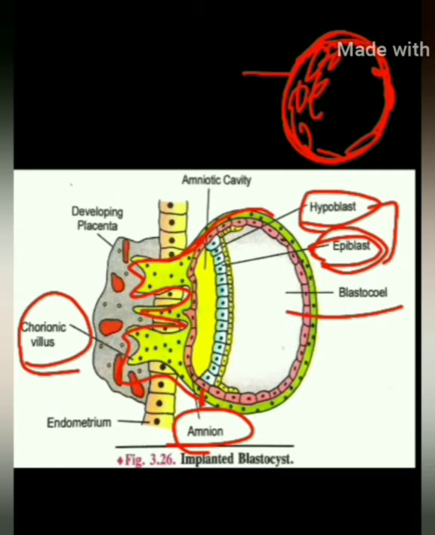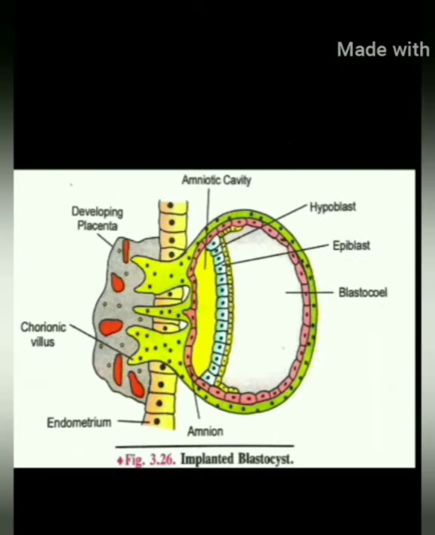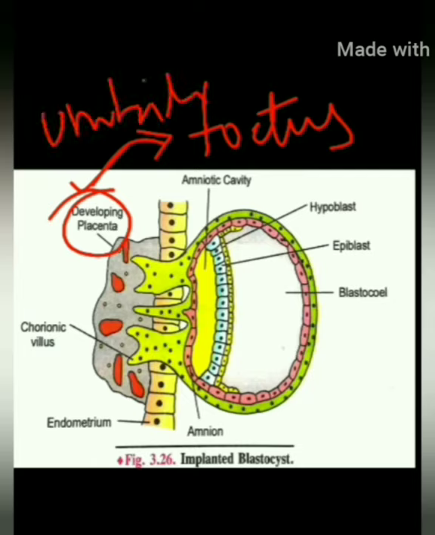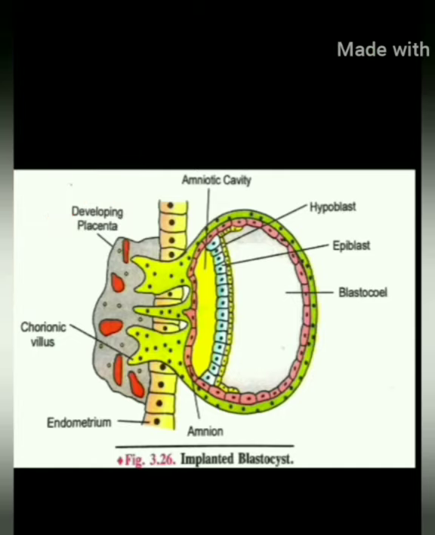The interdigitation of this chorionic villi with the endometrium makes a structure which is called the placenta, which is ultimately responsible for providing nutrition to the embryo, and gaseous exchange takes place through this placenta. The placenta is attached to the fetus by a structure called the umbilical cord. So this is all about the implantation.